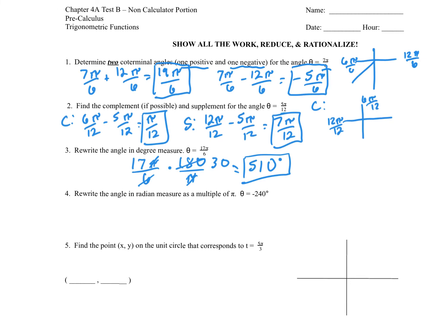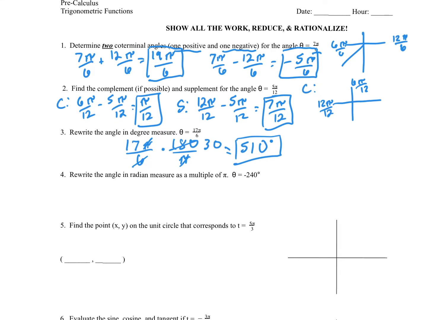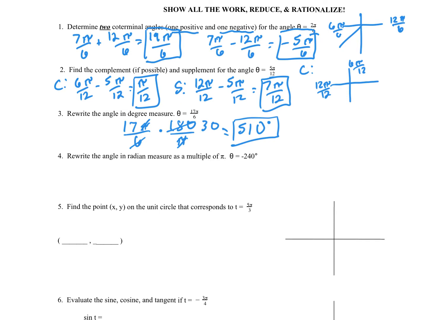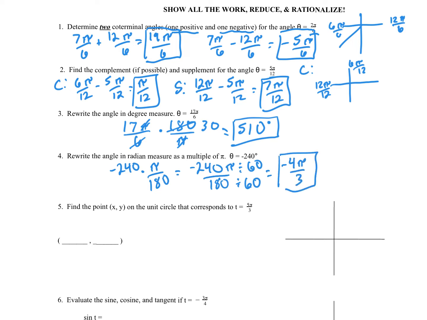Next, rewrite it in radians. Well, radian is just the same methodology backwards. So we take negative 240 and we times it by pi, and we divide by 180, which will give me negative 240 pi divided by 180, both of which are divisible by 60, which is negative 4 pi over 3. So that's in radians, multiple of pi.